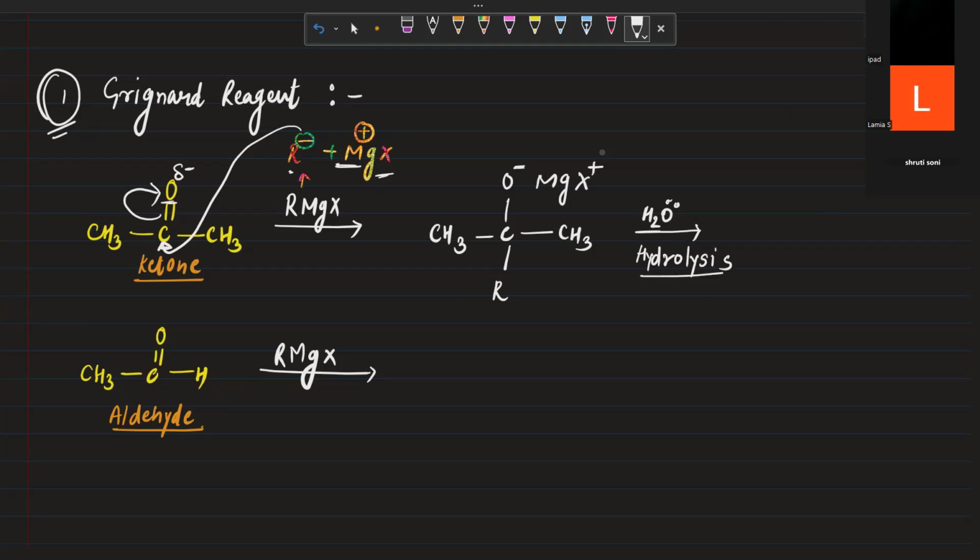there is one term which we used before this reaction, that is hydration. What is the meaning of hydration? Adding water, right? Addition of water. And what is hydrolysis? Hydrolysis means we need to break a bond and add hydrogen. So in this case, the bond between O and MgX will break, and one H will attach to it.